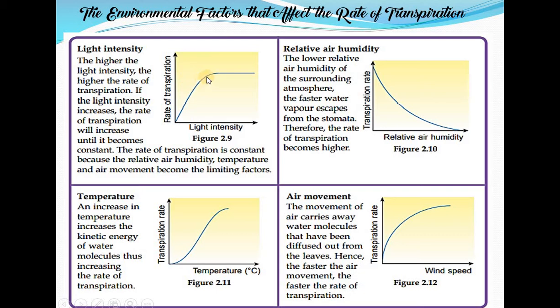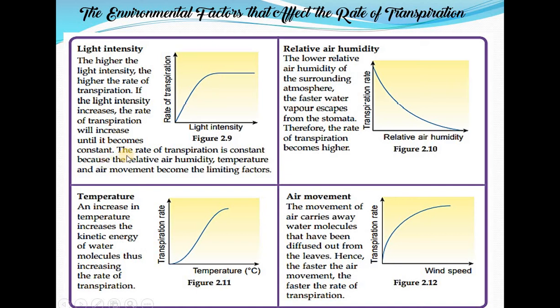What we can conclude from here is, the higher the light intensity, the higher the rate of transpiration. In other words, if the light intensity increases, the rate of transpiration will increase until it becomes constant here. Why does the rate of transpiration become constant?